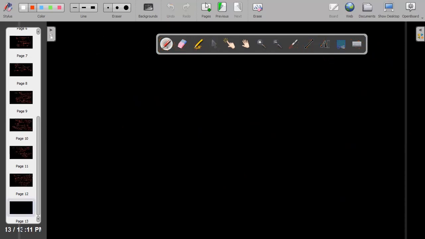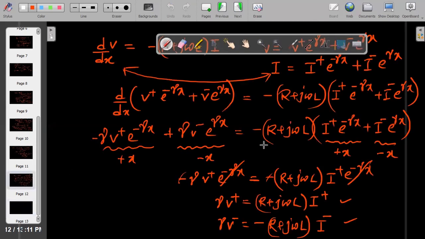So in the next page, again, I'm writing the same thing. So what are we getting? Sir, can you go back? You check. These two things we have compared, these two things we have compared. We are getting this type of equations.